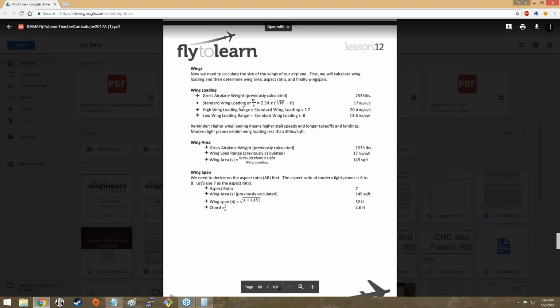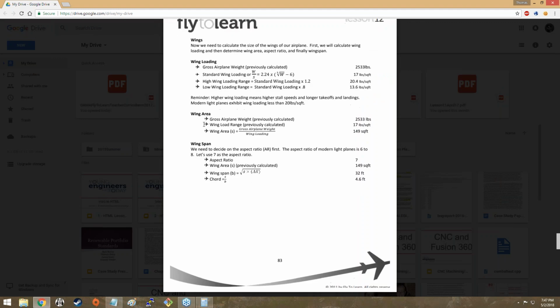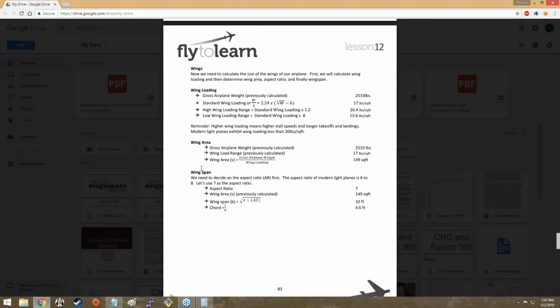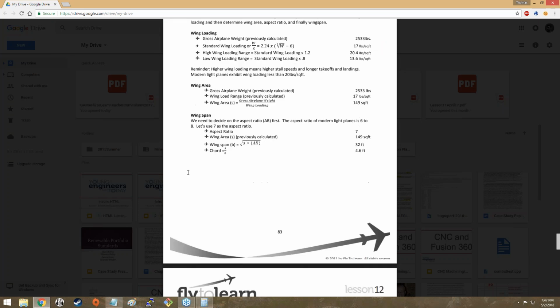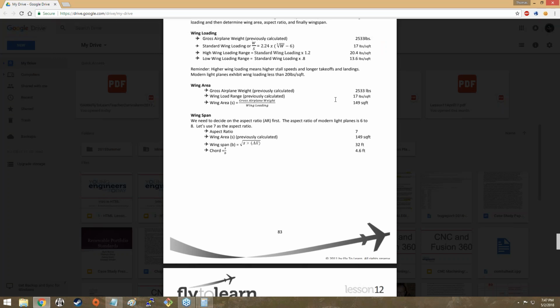We don't really need to worry about the low wing loading range. That's just if you want to get a range of wing loading for the plane, then you can calculate that, but that's not strictly necessary. So the gross airplane weight we already got was 1,267 pounds. The wing loading was 10.8 pounds per square foot.